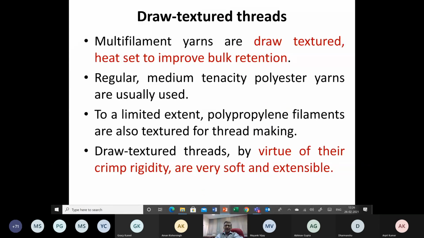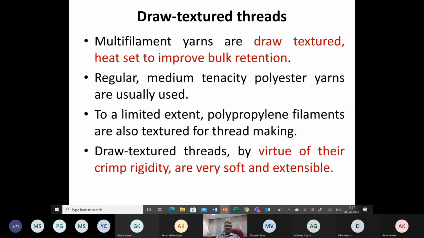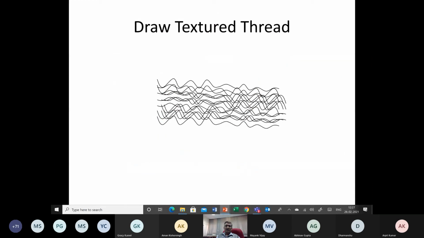So the basic material is the multifilament yarns of medium tenacity. Mostly polyester yarns, and in some cases they use polypropylene. And they have good crimp rigidity, and they are very soft because of the bulkiness. You see, they are very bulky. It is difficult to pack them closer to each other because they are not in a straight line, and because of that they are very soft, and a lot of crimp is there.